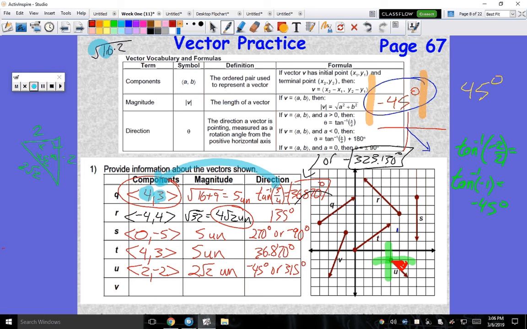Okay. Let's go to V. V is going to be, it looks like negative 2, 1, 2, 3, 4, 5. Negative 2, negative 5. So 25 plus 4 is 29. And whatever that is, let me go to my calculator real quick. The arctangent of this negative 5 divided by negative 2 gives me 68.198.